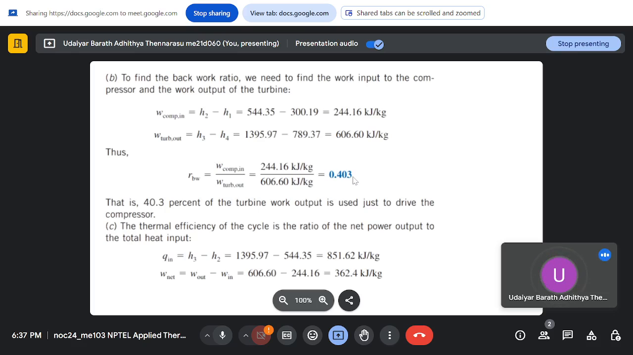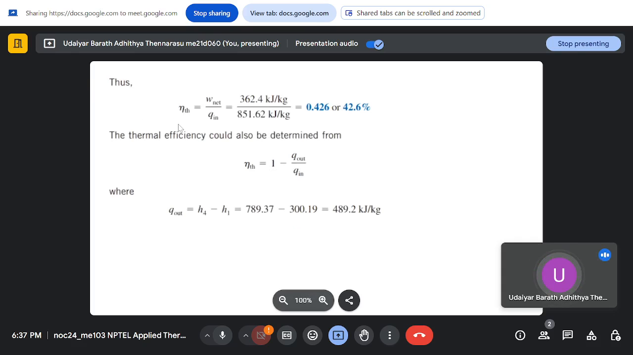That says that 40% of the work you are generating is being utilized in compression, so it's consumed by the cycle itself. That is, 40.3% of the turbine work output is used just to drive the compressor. The thermal efficiency of the cycle is the ratio of the net work output to the total heat input. The total heat input is H3 minus H2, which is the heat addition process. That comes out to be 851.62 kilojoule per kg, and the net work is the work generated in the turbine minus the work consumed in the compressor, which comes out to be 362.4 kilojoule per kg.